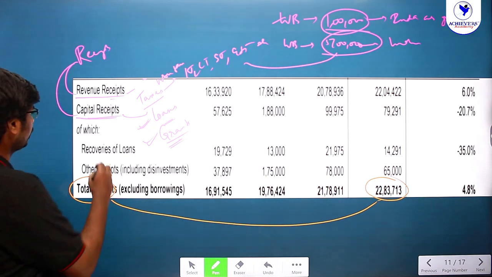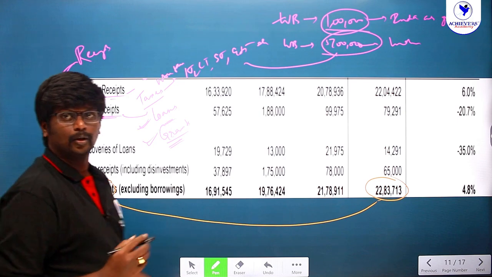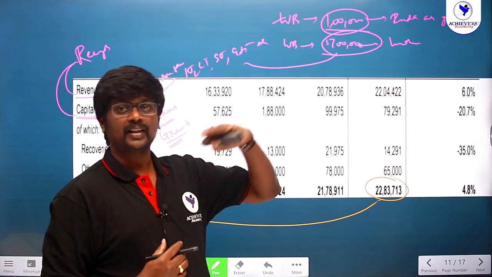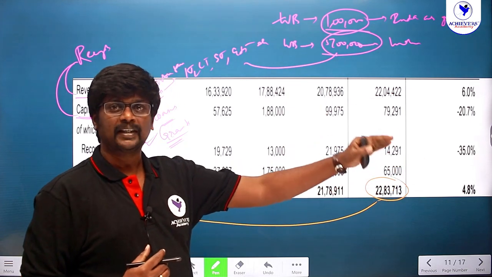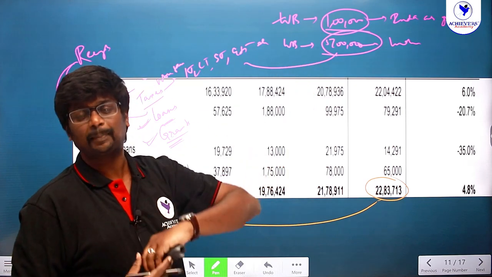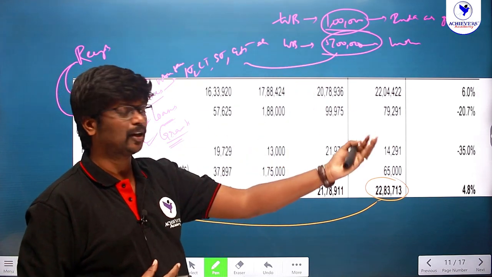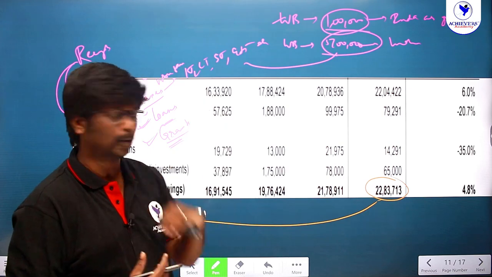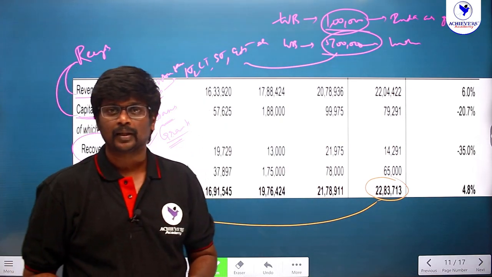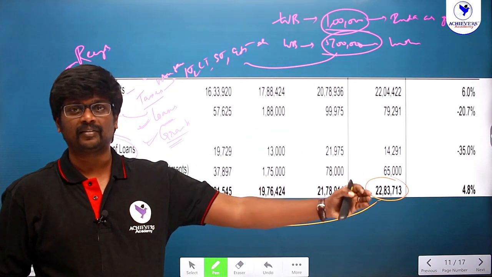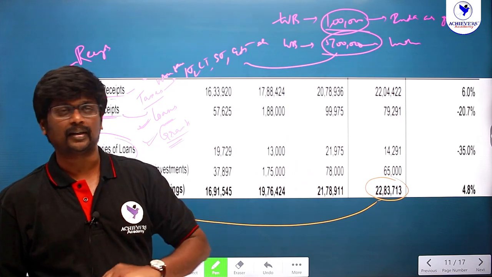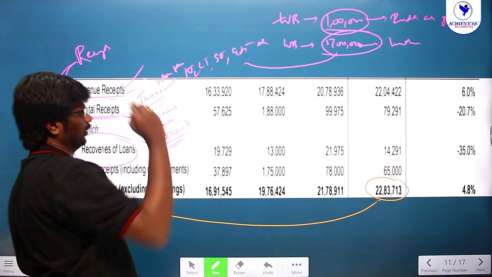Receipts also include loans coming back: when the government has given a loan to a particular state or an entity before, if the complete loan is repaid, the principal amount would be a capital receipt. If the central government has given a loan previously and a particular interest is paid to the government, then it is under revenue receipts.